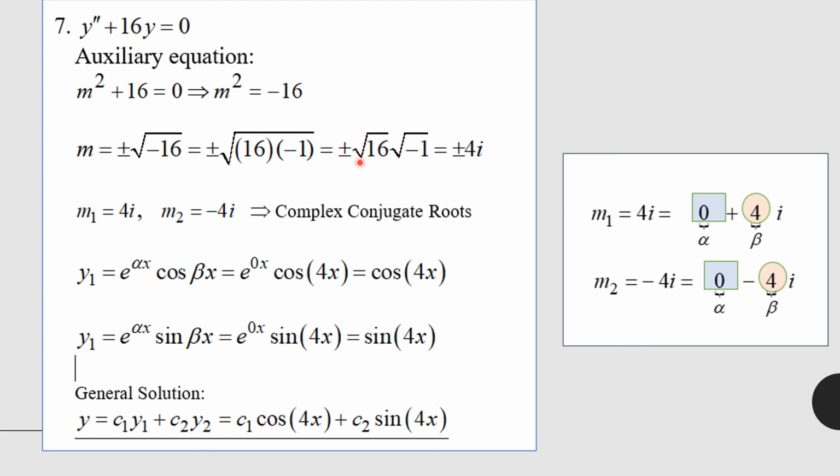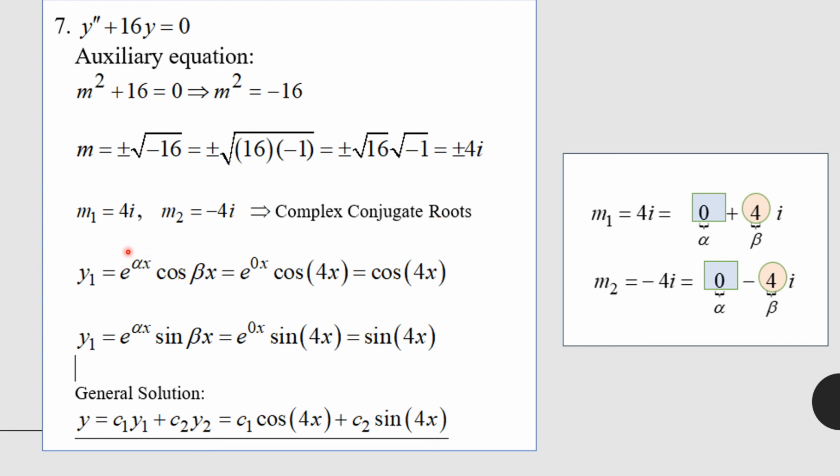Now square root of 16 is 4, because 16 is a perfect square, 4 multiplied by itself gives you 16, and square root of negative 1, we define it as i. So we have two roots, 4i and negative 4i. So this is a complex conjugate roots, case number 3. So how do you write down the solutions?